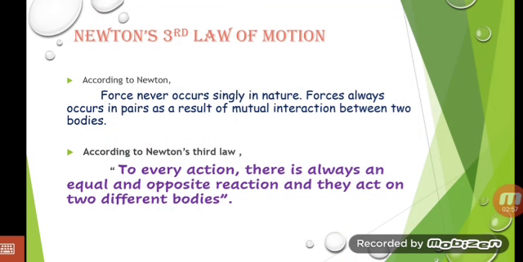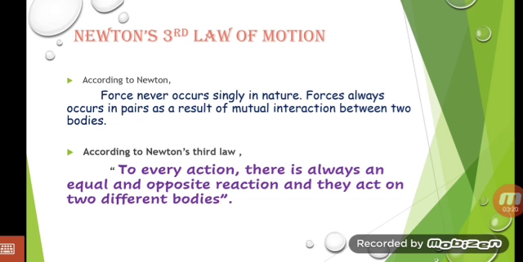What is Newton's third law of motion? According to Newton, force never occurs singly in nature. That is, force always exists in pairs because there is an interaction between the two bodies. For example, when a book is kept on the table, two forces act on it: weight, which is acting downwards, and a reaction force, which is acting upwards.